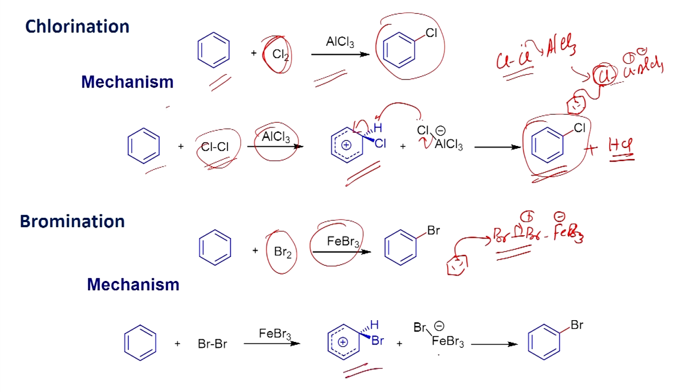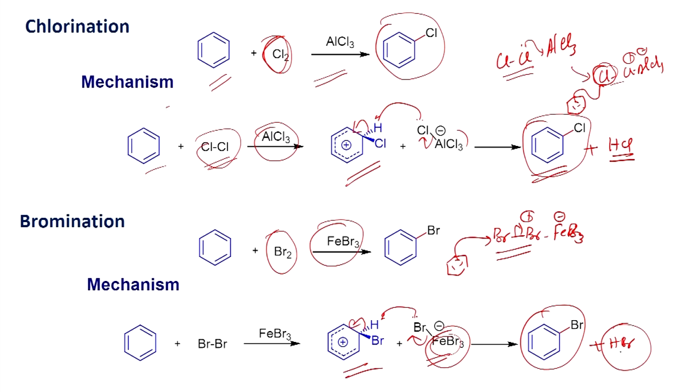So this intermediate, once you form this one, as we have just seen, you will be able to form the bromobenzene and HBr, and you will be able to generate the Lewis acid. So to carry out the reaction, you need a catalytic amount of the Lewis acid, and you will generate a stoichiometric amount of the acid as the byproduct in this reaction.